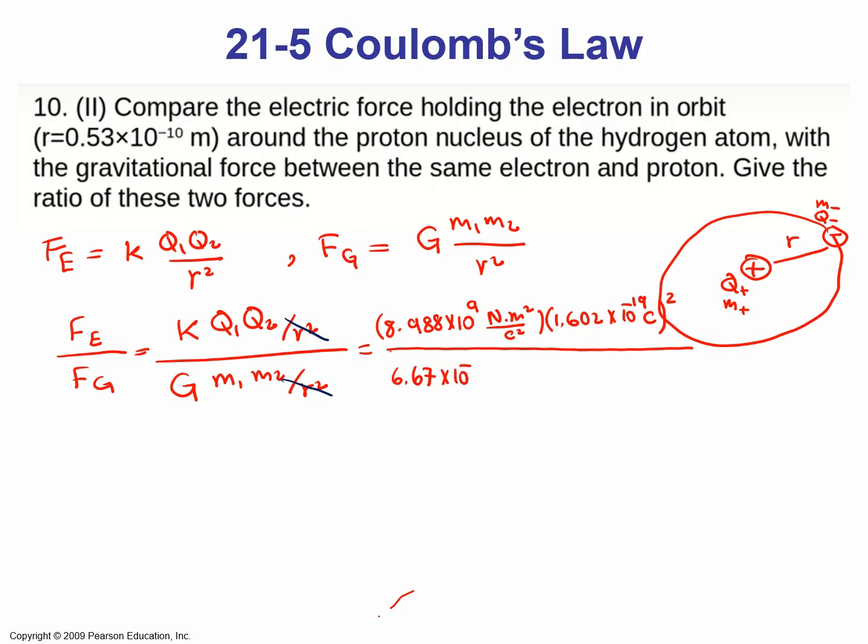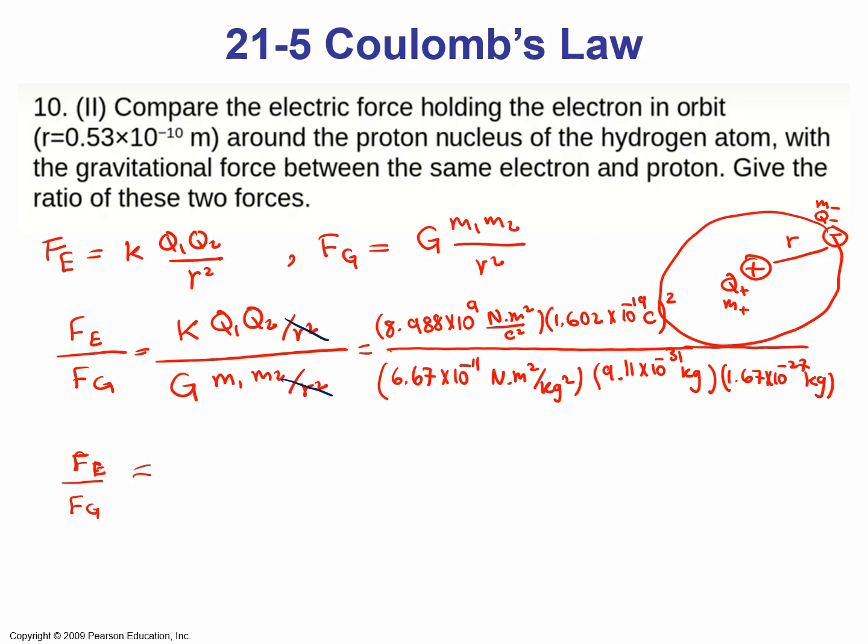In the denominator, we have the gravitational constant, 6.67 times 10 to the power minus 11 newton meter squared divided by kilogram squared, times 9.11 times 10 to the power minus 31 kilogram, the mass of an electron, multiplied by 1.67 times 10 to the minus 27 kilogram, the mass of a proton. If we simplify everything, you will end up with the ratio of the electric force, or Coulomb force, divided by the gravitational force to be 2.27 times 10 to the power 39. That means that the electric force is almost 10 to the power 39 times stronger than the gravitational force for these two charged particles, an electron and a proton.